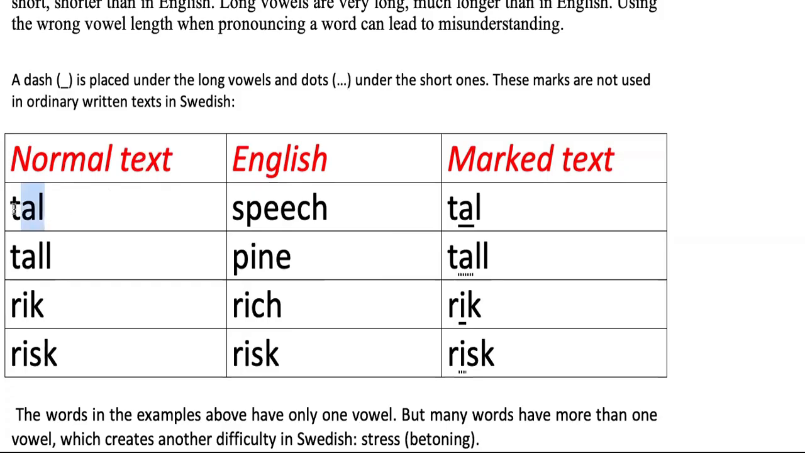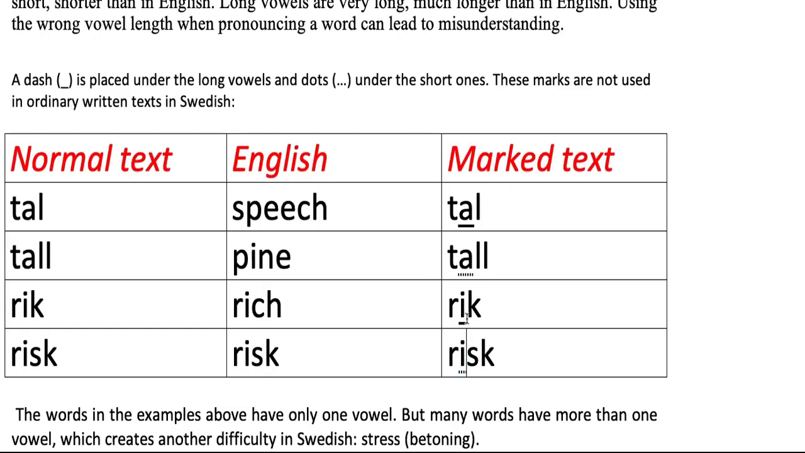Here you have a normal text, tal, and here I have underlined, so that becomes tal, which means I have a long vowel. So for a long vowel we have to use a dash line, tal. Next we have tal, which means it is a short vowel here with dots. Then reek, reek means rich, risk. So this is a short vowel.